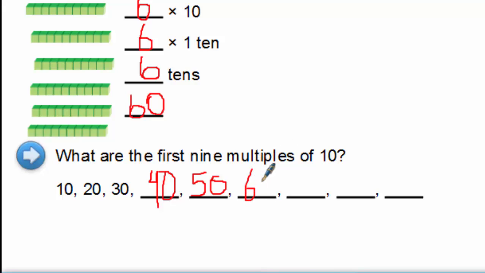And what do we have here? 60. And then I hear you, 70. I can't write as fast as you guys are saying them. 80. And the last one, everybody. 90. Now we know that the multiples of 10 continue, but these are the first 9 multiples of 10. We have 10, 20, 30, 40, 50, 60, 70, 80, and 90. Those are the first 9 multiples of 10. All right, let's keep going. You guys are really rocking this today.